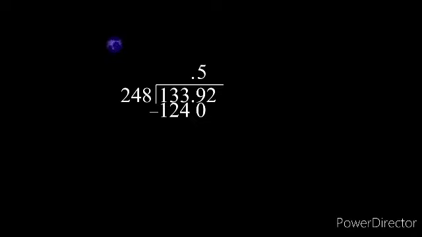Then minus, it equals 99. So 99 is the answer. Then we bring down the 2. So 992 divided by 248 equals 4. 4 times 248 equals, yes, very good, 992. So that's it, class, we subtract it, and it equals 0.